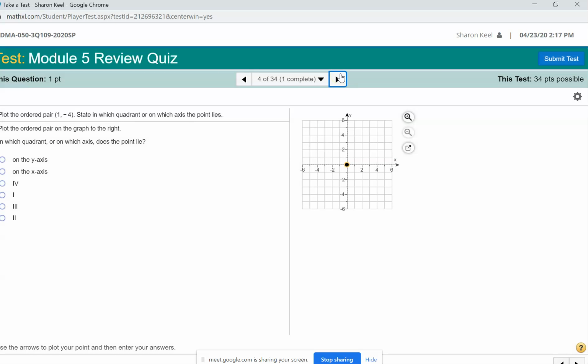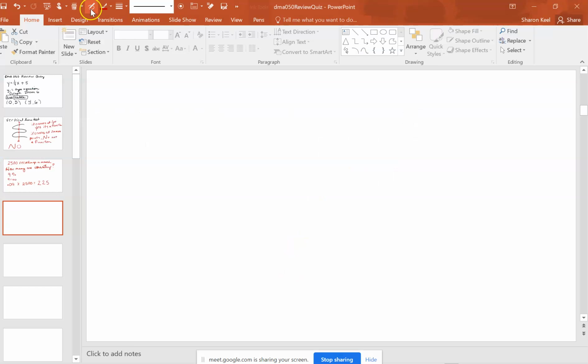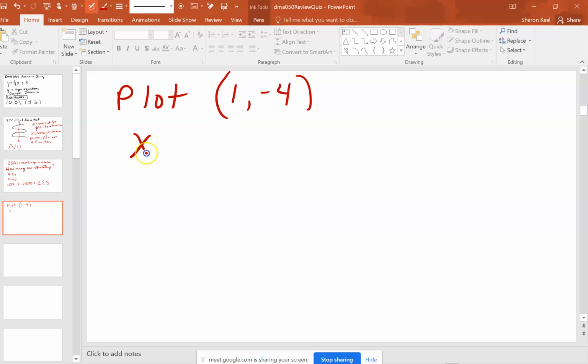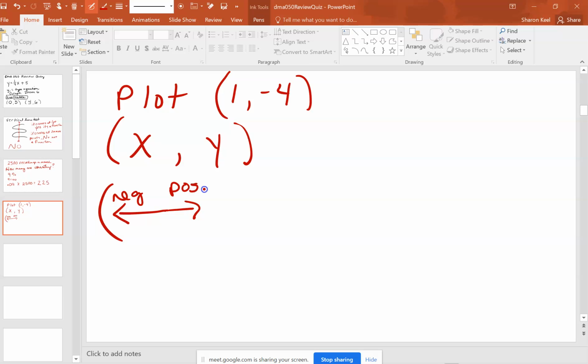Plot the ordered pair 1, -4, and state in which quadrant or on what axis the point lies. So we want to plot 1, -4. Now, just as a reminder, when you are graphing, your x value is first, your y value is second. The x value goes left if it's negative, right if it's positive, and if it's a 0, it stays on the line.